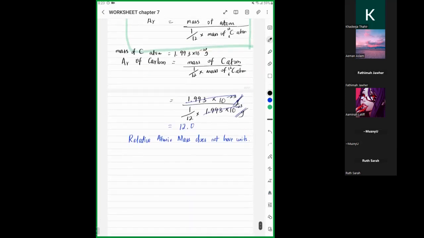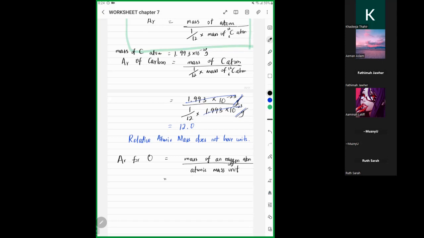Right. So now I'll do the same thing for, let's say, oxygen. O is for oxygen. So what will I put? I will put the mass of an oxygen atom, and I will divide it by what? Atomic mass unit. I can divide it by atomic mass unit or even by 1/12. Same thing, right? That doesn't matter.